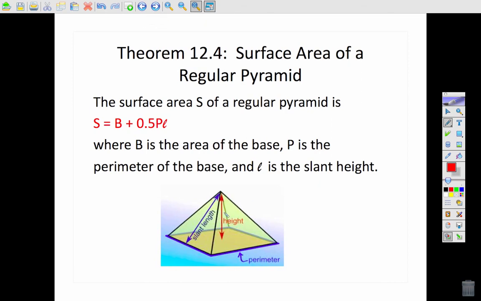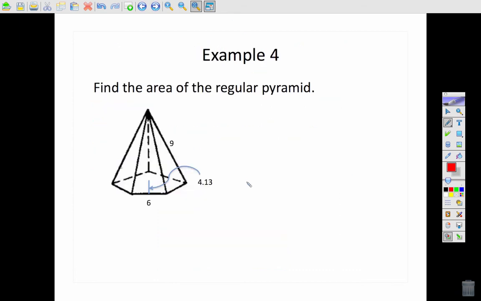Okay, next theorem, surface area of a regular pyramid. Notice the difference is we don't have two congruent bases. We have one base, and then we're meeting up here in the middle. That gives us a little bit different formula. So we have the area of one base instead of two, and then we're going to take 1/2 of the perimeter times a new variable, which is our slant height. So we're looking at how far is it up the side of the pyramid right here.